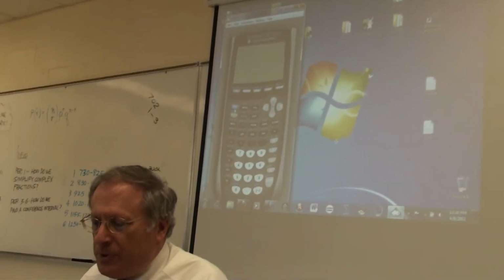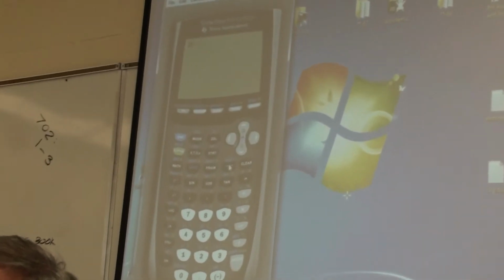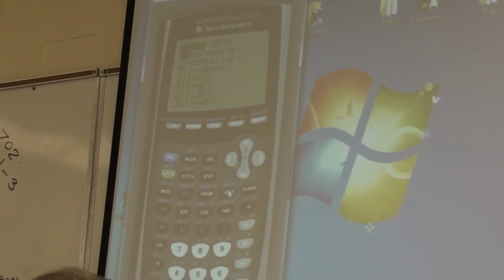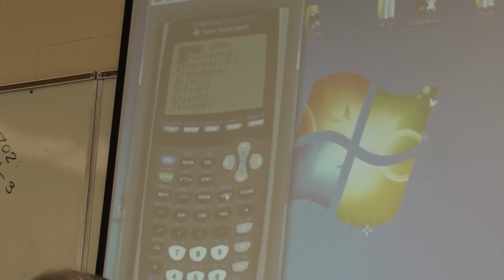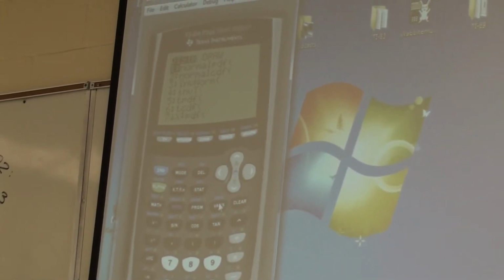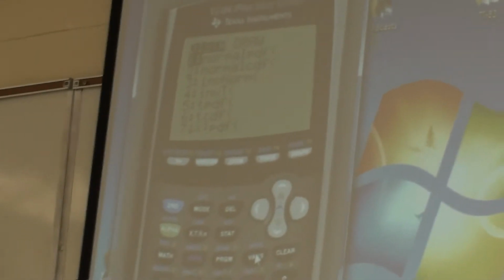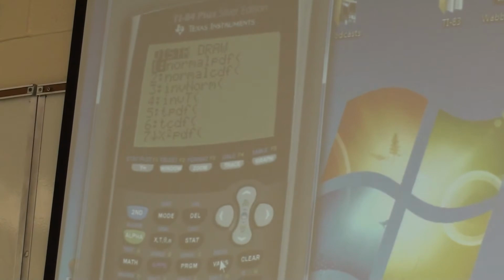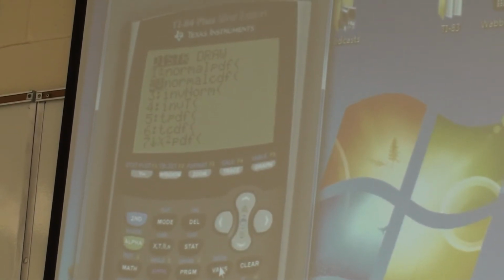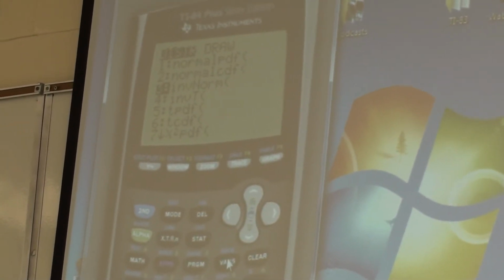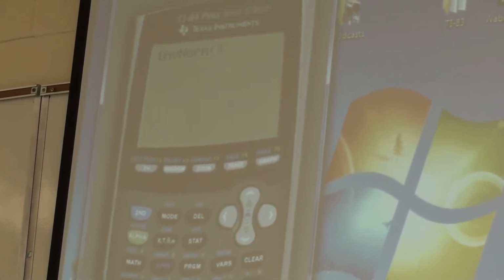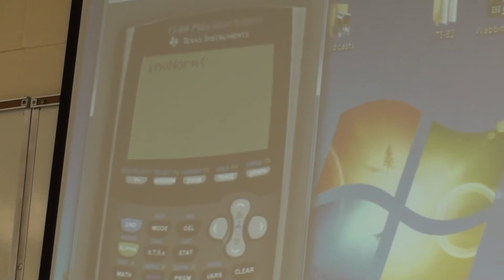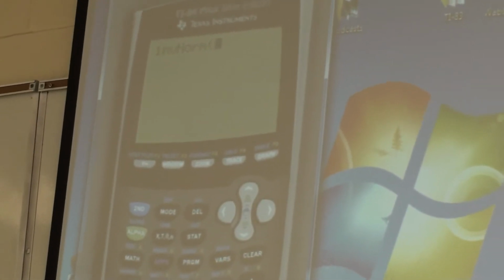and you go to distributions, and instead of normal CDF, we're going to do inverse normal. Inverse normal would be working backwards. You type in area, you get the z-value. Do you see inverse normal down there? I'm going to type in inverse normal, and I'm just going to type in 0.025. Are you ready?